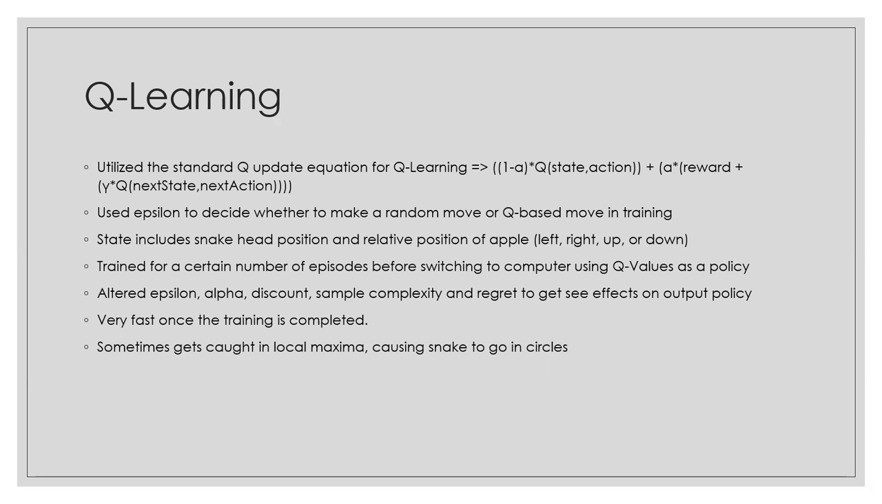And throughout, to find different variations of how Q-learning and different parameter changes affect the learning process, I altered epsilon, alpha, the discount, the sample complexity, and the regret to see effects on the output policy. What I found after running it many times is the actual playthrough of the snake getting the apples is very fast compared to the search-based algorithms.